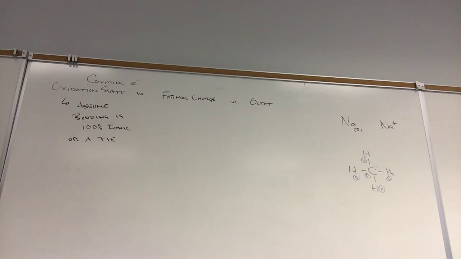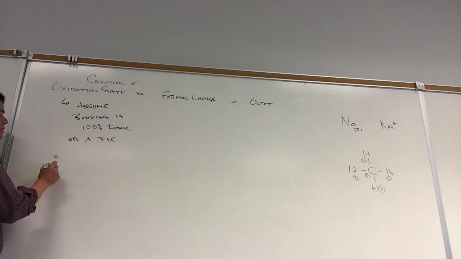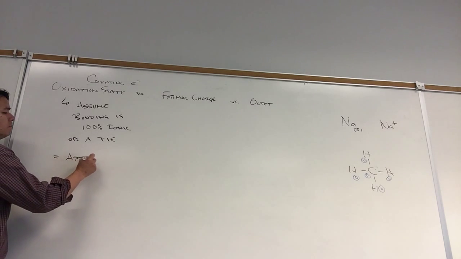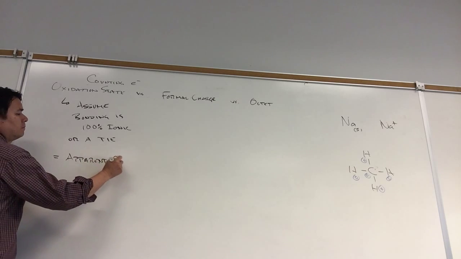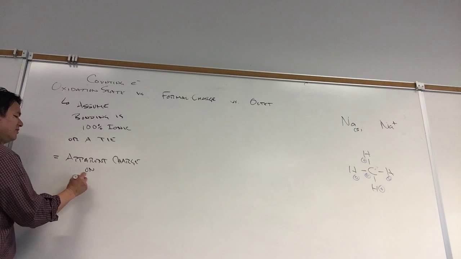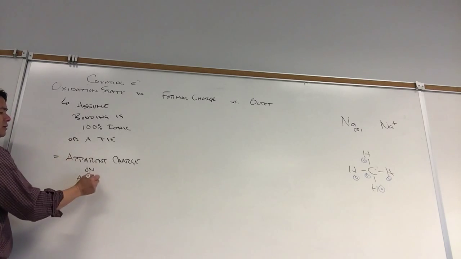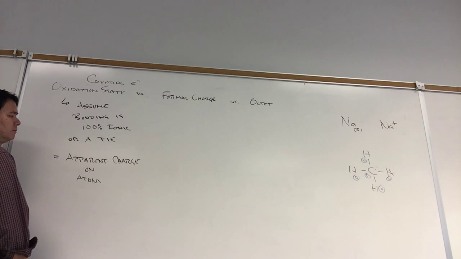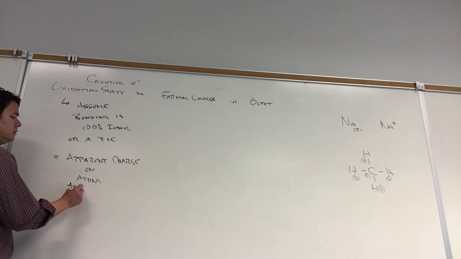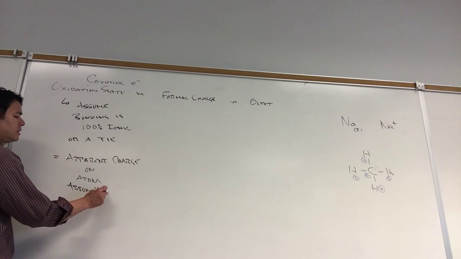When we assume the bonding is 100% ionic, then we count the electrons, and then we see what the net charge on each atom is. And so what the oxidation state is, or is defined as, is the apparent charge on an atom using this counting method. And so using the counting method is assuming 100% ionic.